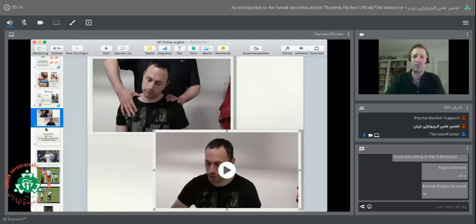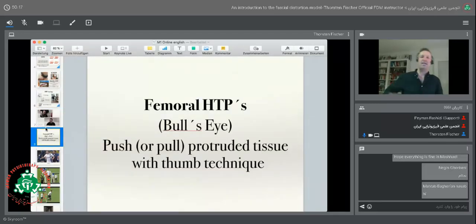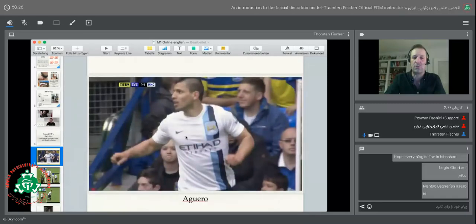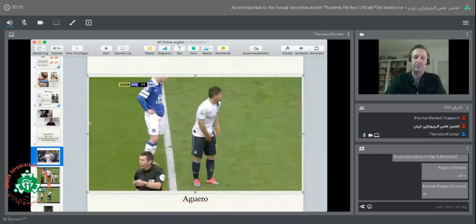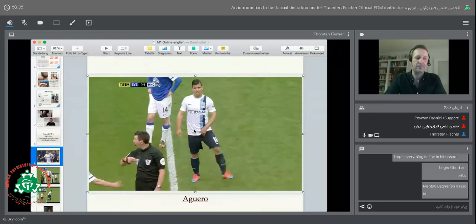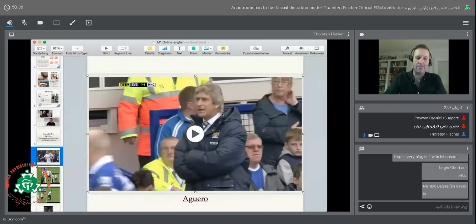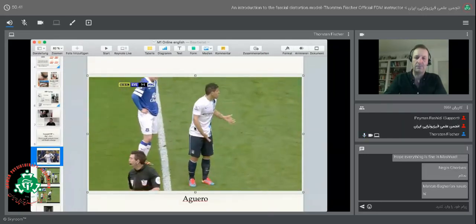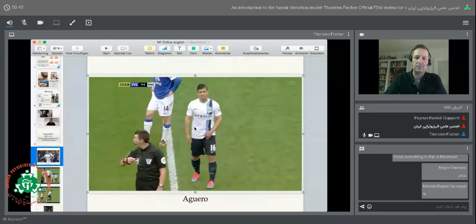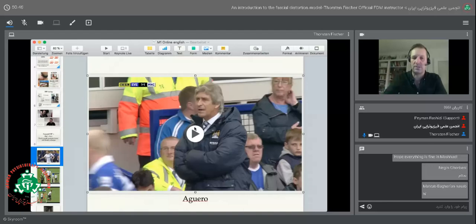Okay, then the next HTP, what I see a lot in my clinic, is the femoral HTP, and I also treat the bullseye. I will explain this later. I showed you a video in the last seminar of a soccer player, Agüero. He just shot a goal, and after the goal, he has pain. Maybe I show it again. See, he touches his groin first with his thumb, then with his fingers, and he shakes his leg. I would see the shaking of the leg as a self-treatment already.